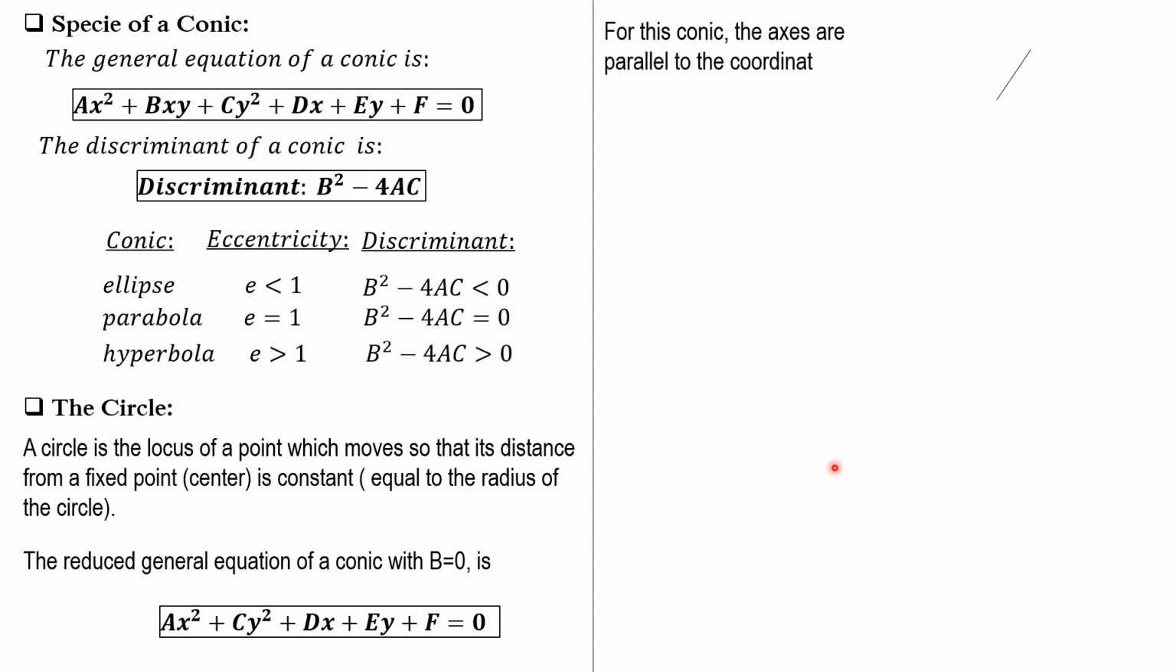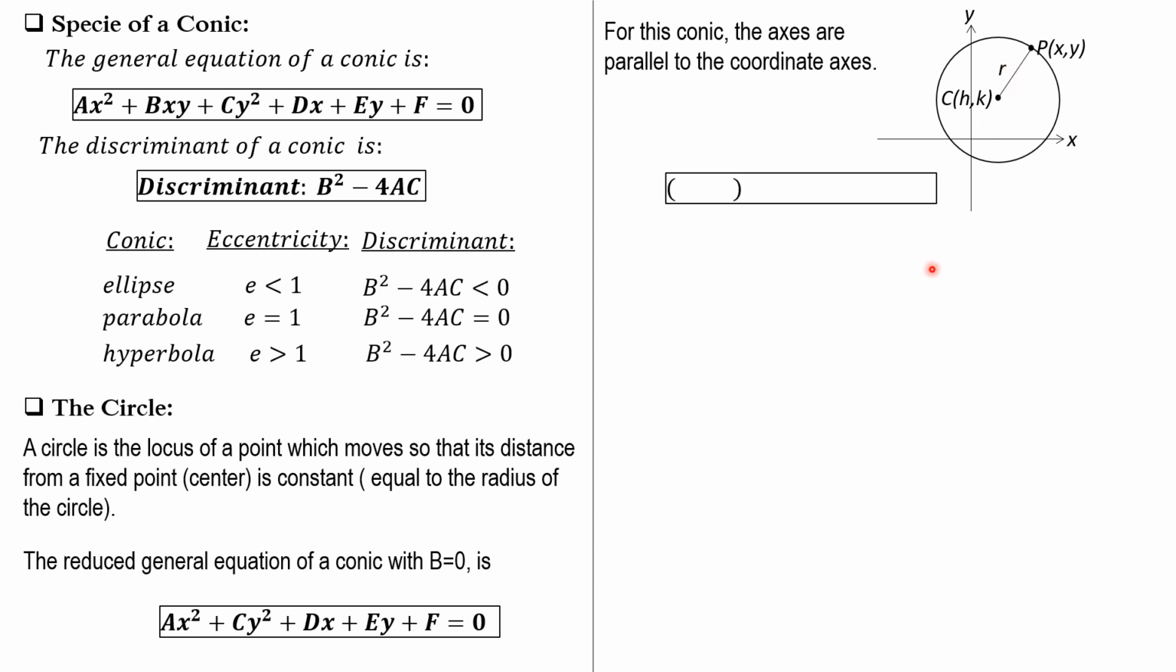Then for a circle, let's have the graph of a circle, and the fixed point is at h comma k as shown in the figure, and we have the moving point which is at x comma y, and the constant distance is of course the radius of the circle. So all you have to do is apply the distance formula, or we draw this right triangle and apply Pythagoras theorem. That is x minus h quantity squared plus y minus k quantity squared. So the square of the horizontal distance plus the square of the vertical distance, that's Pythagoras theorem, equals hypotenuse squared, which is r squared.